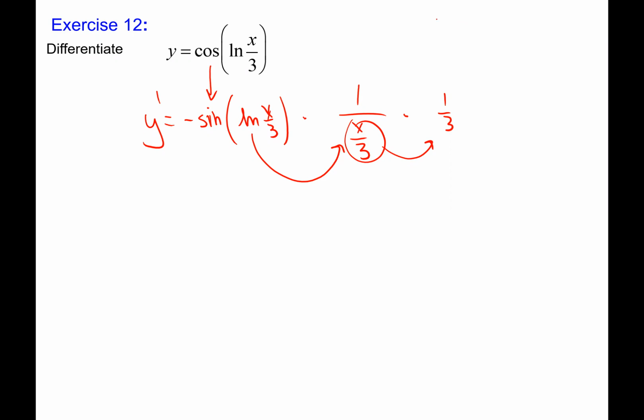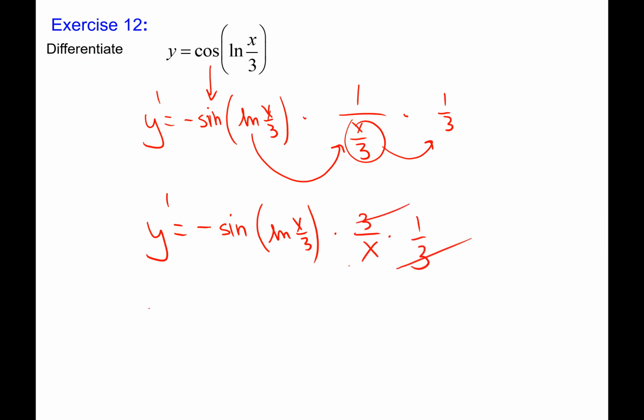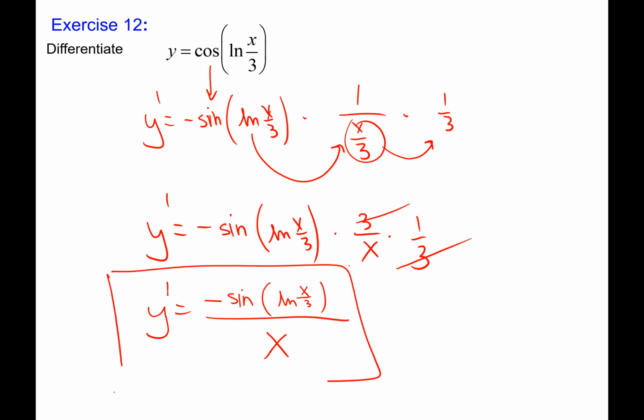We do have the chain rule twice. Let's rewrite nicely. Let me simplify the fraction: I can flip this fraction, so it will be 3 over x times 1/3, and actually I can cancel out. That means the final answer is just negative sine of natural log of x over 3, all over x. Also a really nice answer.